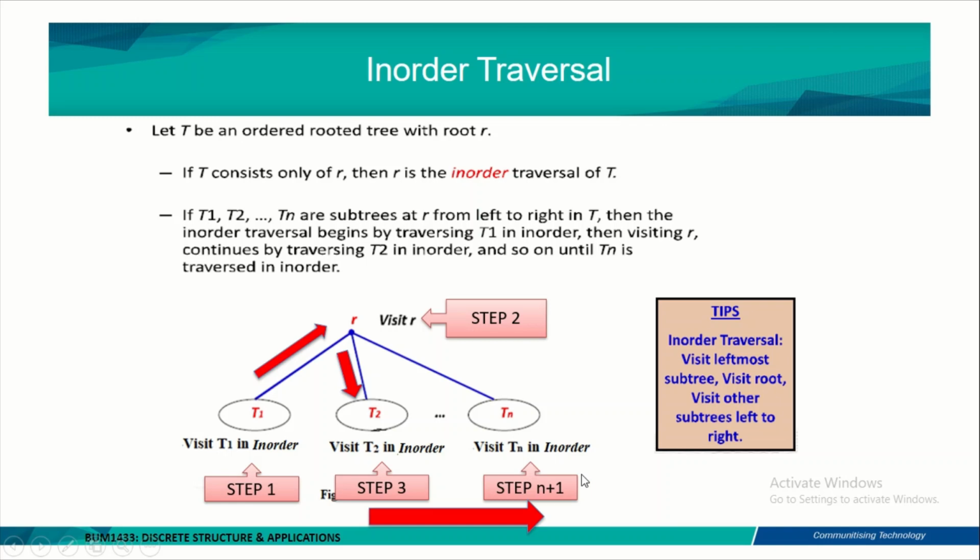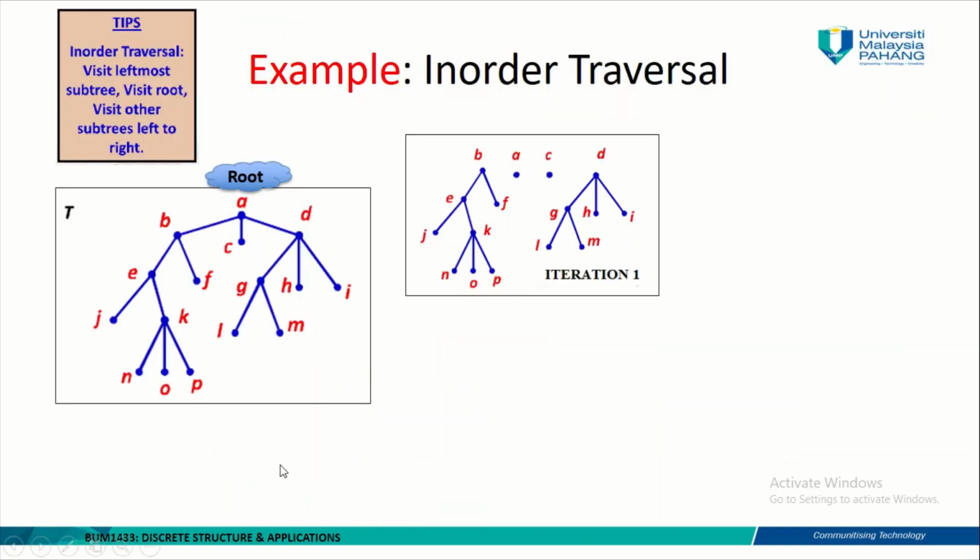So let's see the example. We have the same tree here with the root A. In this tree we have A as the root and B is the leftmost subtree. So for the first iteration we have B as the leftmost subtree, and then we visit the root A, and then we visit the other subtrees left to right. So we have B, A, C, and D. So we have here B, A, C, D.